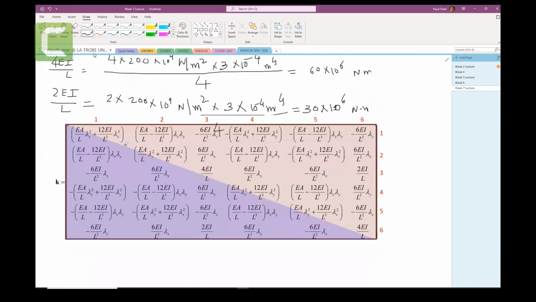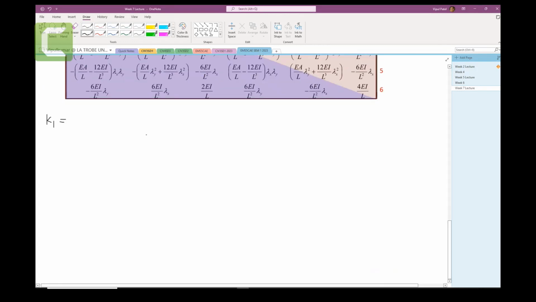Now, by using this matrix, I will write small k1, which is the stiffness for element number 1. And I'm going to put these big brackets here for you, and then I will continue.